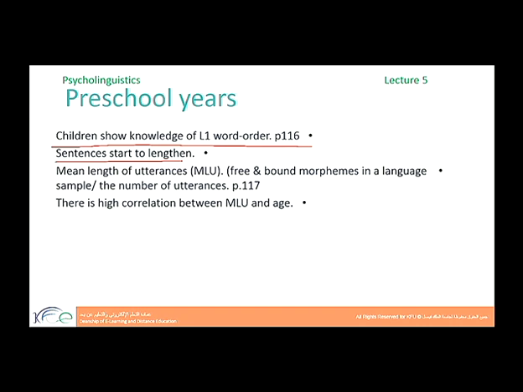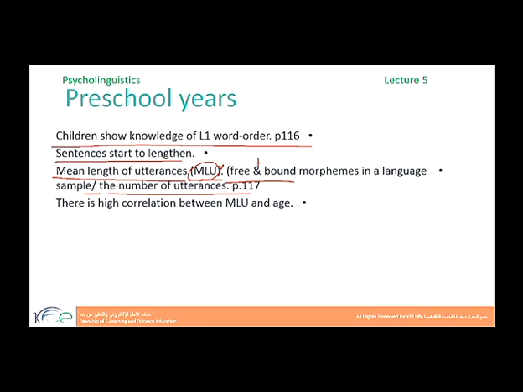And how do we know that sentences get longer? It's by something that we call MLU, or mean length of utterances. What is that? How do we measure the length of sentences of children? How do we say that this child is more fluent than that child? We have something that is called mean length of utterance. How do we calculate that? We add free and bound morphemes together, and then we divide by the number of utterances. And that gives us a number. That number is called MLU, the measure. If that measure is higher, then the child is more fluent, and sentences are longer. We know that.